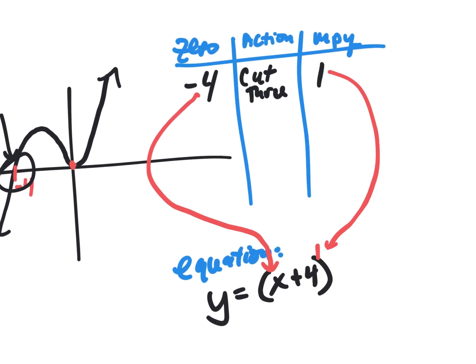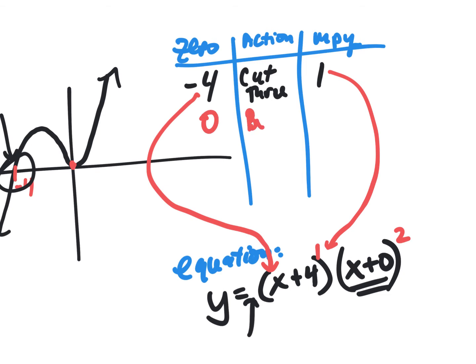Okay, now, what's the next? It's x plus 0. Now, some people would say to just call that x. I like to call it x plus 0, but it is true that x plus 0 is just x. And so sometimes you'll see an x in the front instead of having an x plus 0 in a parenthesis. Now this one is a bounce, so it's going to have to be squared. So my 0 is 0. The action is a bounce, and its multiplicity was 2.